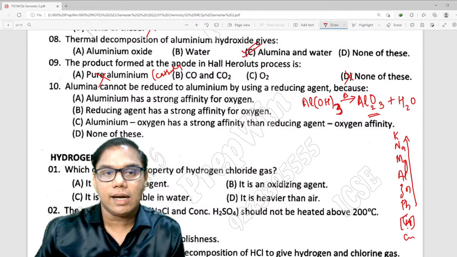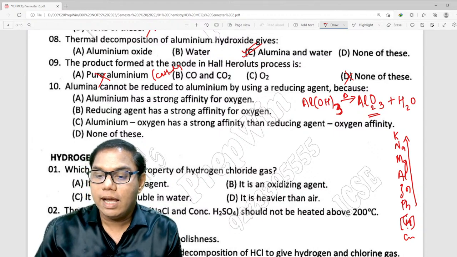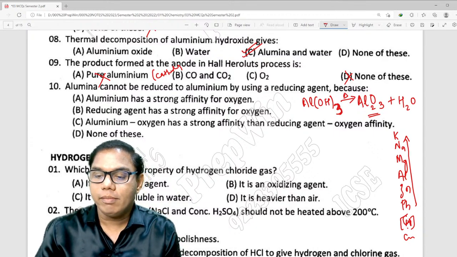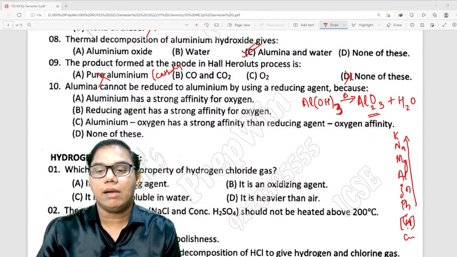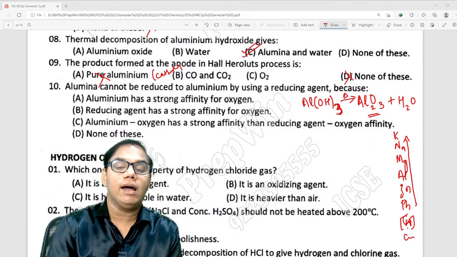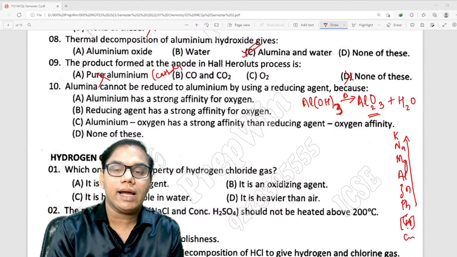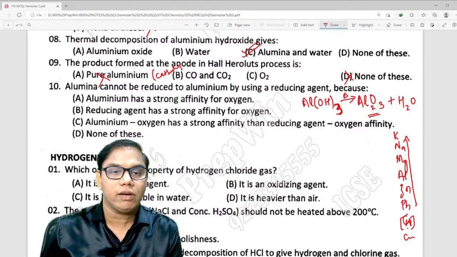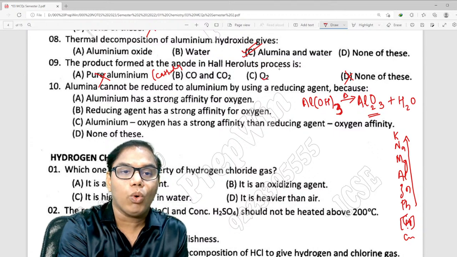Tell me what is the correct answer, B or C? I want 9th B or 9th C. Type your correct answer. Don't worry, if it is wrong, it's fine. Never mind, but we will learn something out of our mistake. Correct answer is O.